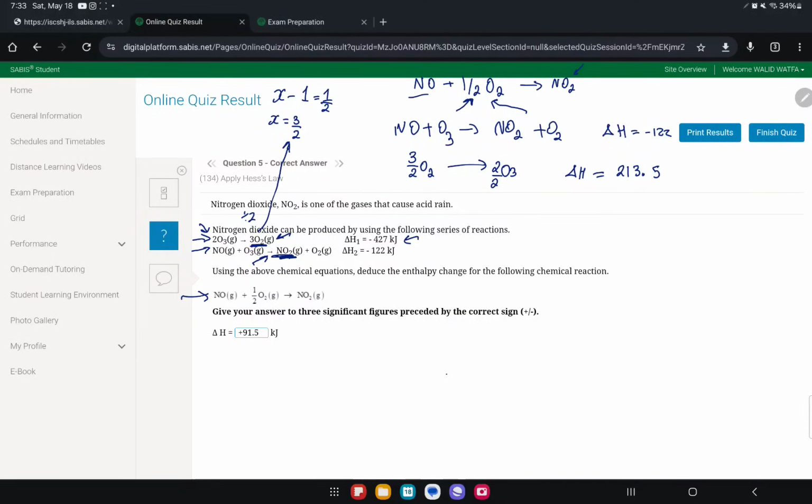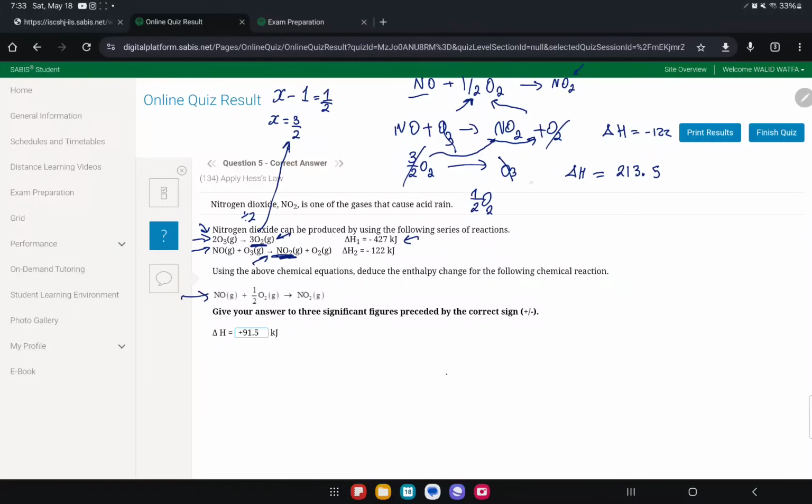Yeah, so now you can check 2 over 2 O3 is the same as 1 O3. Because 2 over 2, you can just write it as 1. You don't have to write it 2 over 2. You cancel O3 with O3. 3 over 2 O2 minus 1 O2 is actually 1 over 2 O2.